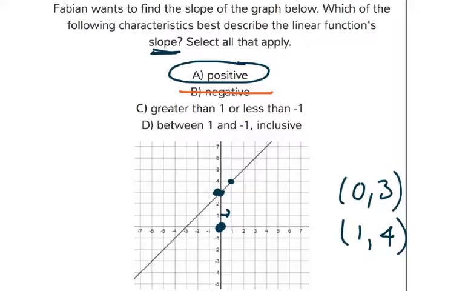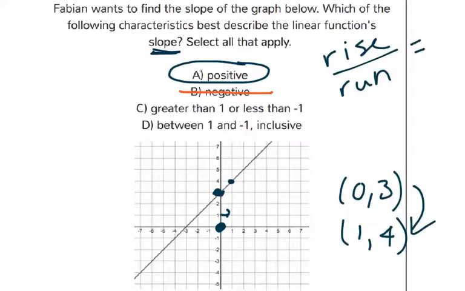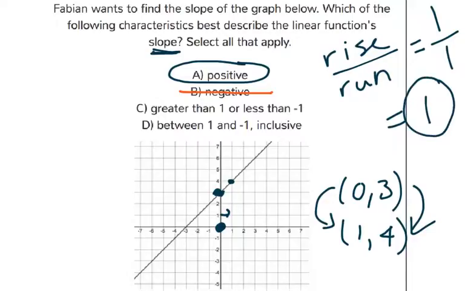Well, slope is rise over run. So the rise, in this case, is 3 to 4, which is a rise of 1. And then the run goes from 0 to 1, which is also just 1. So 1 divided by 1 is 1. The slope is exactly 1.